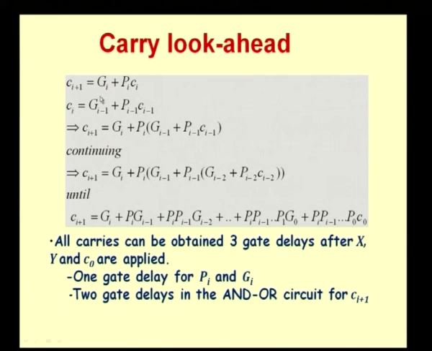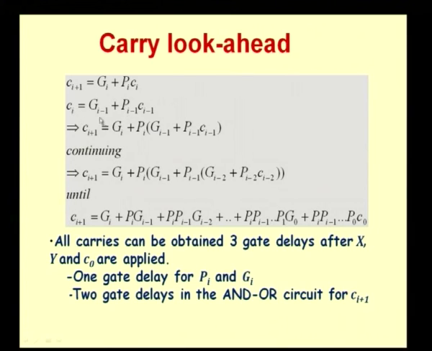Let us look at it stage by stage. Ci plus 1 we know now is Gi plus Pi into Ci, this is what we saw just now. You can see that Ci plus 1 is dependent on Ci. Now what would Ci be similarly? Ci will be dependent on Gi minus 1, Pi minus 1 and Ci minus 1, right. So Ci will be equal to Gi minus 1 plus Pi minus 1 into Ci minus 1. All we are doing is replacing i by i minus 1 because this corresponds to the previous stage input.